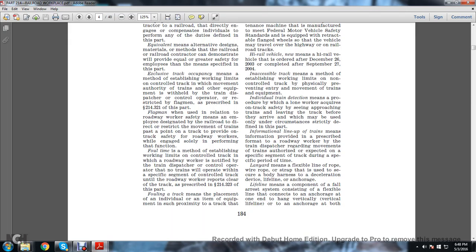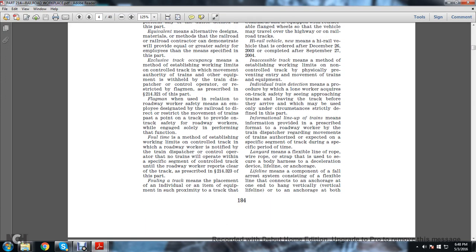A flagman, when used in relation to roadway worker safety, means the employee designated by the railroad to direct and restrict the movements of trains past a point on the track to provide on-track safety for roadway workers while engaged solely in performing that function.